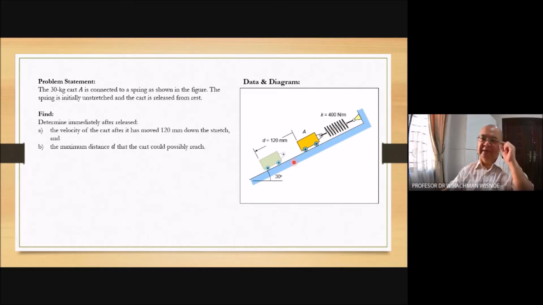Because of the friction on the floor with the wheel of the cart, there will also be a friction force which is opposed to the action of displacement. If the displacement is to the left downward, there will be a friction force going up. Because of these two forces, after some time the cart will stop. That is question B. And question A, we want to know what is the velocity when it has displaced by 120 millimeters.